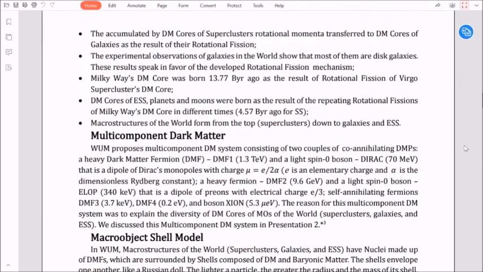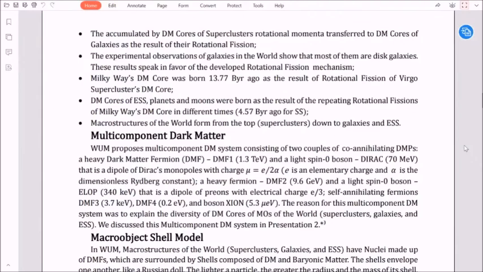The Milky Way's dark matter core was born 13.77 billion years ago as the result of rotational fission of the Virgo supercluster's dark matter core. Dark matter cores of extrasolar systems, planets, and moons were born as the result of repeating rotational fissions of the Milky Way's dark matter core at different times, 4.57 billion years ago for the solar system. Macrostructures of the world form from the top, superclusters, down to galaxies and extrasolar systems.